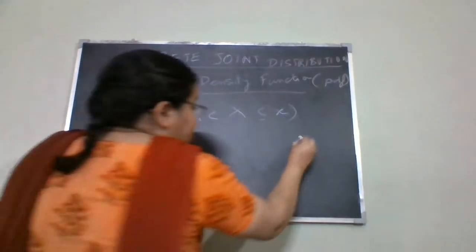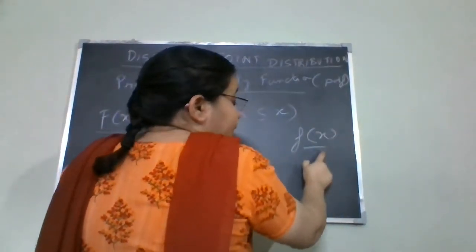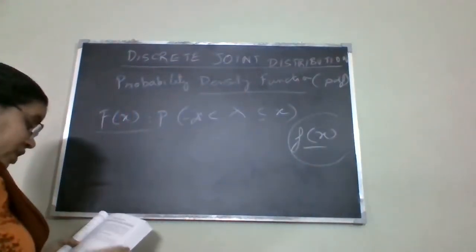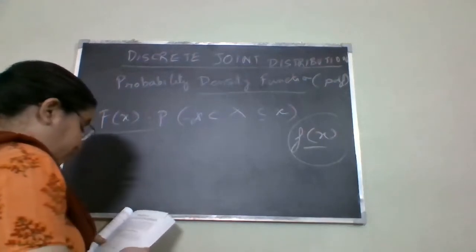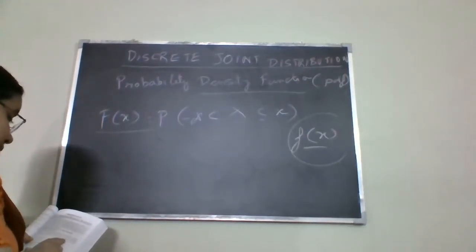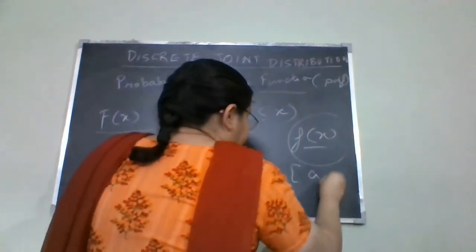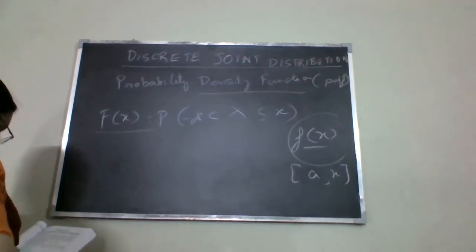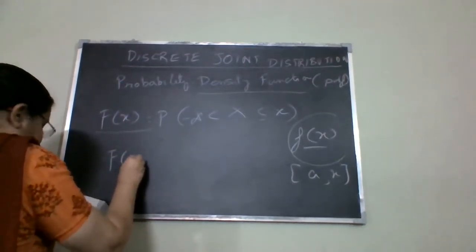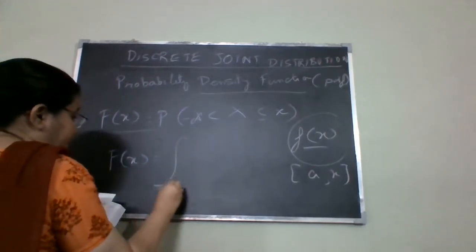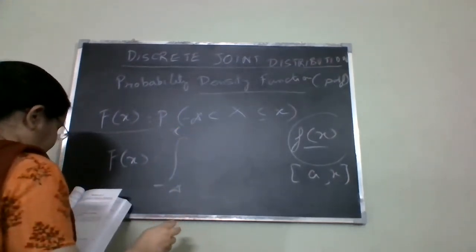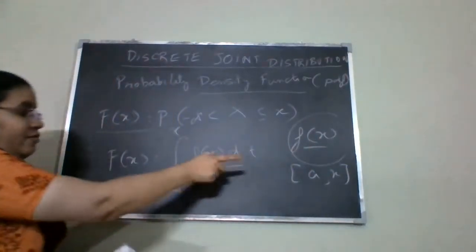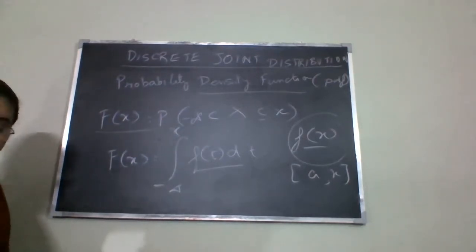Now we look for another function, small f(x). This will be called the probability density function only if it satisfies some condition. What is the condition? If f(x) is integrable on the closed interval a comma x for all values of a, and if F(x) is equal to the integral from minus infinity to x of f(t) dt. Only in such a case can this function be called the probability density function.